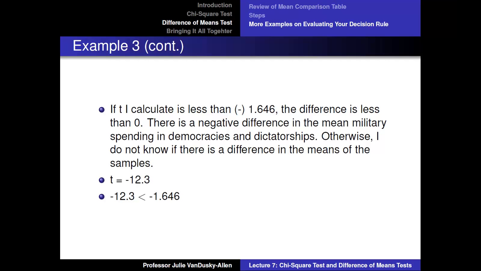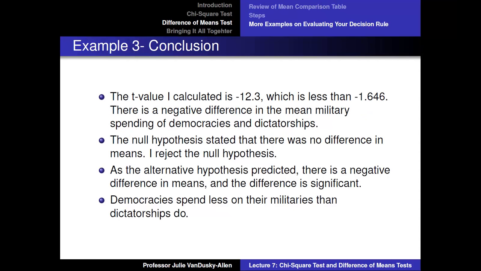And the t we calculated was negative 12.3. Negative 12.3 is less than negative 1.646. Therefore, I can conclude the t-value I calculated is negative 12.3, which is less than negative 1.646. There's a negative difference in the mean military spendings of democracies and dictatorships. The null hypothesis stated that there is no difference in means. I reject the null hypothesis. As the alternative hypothesis predicted, there's a negative difference in means and the difference is significant. Democracies spend less on their militaries than dictatorships do.